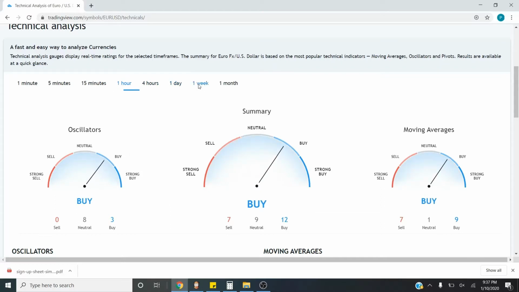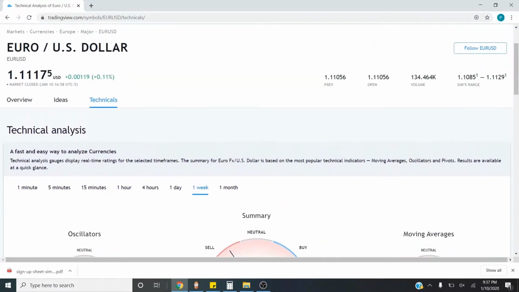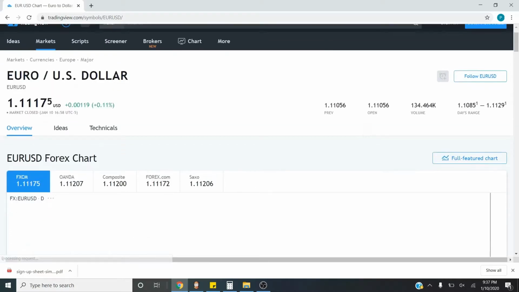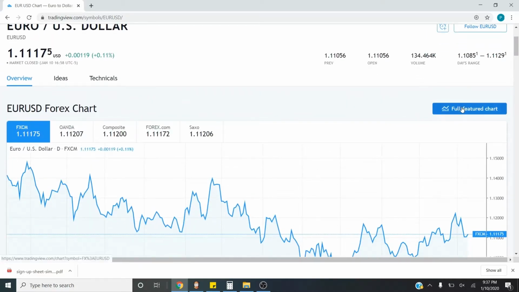So just really great information that I think is great for anyone who is interested in being serious about becoming a Forex trader. So what we're going to do is go over to our full featured chart.